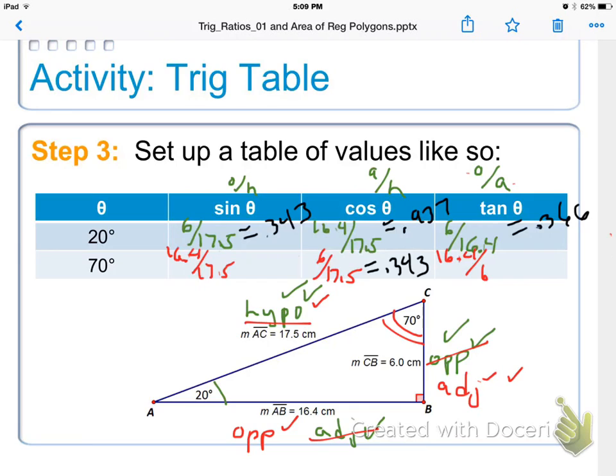Now again, I'm going to use the fact that if I know cosine of 20, that's the same as sine of 70, so that's going to be 0.937. And I already used it over here. The sine of 20 degrees is the cosine of 70. The only one I have to do here is the reciprocal of the other one, 16.4 divided by 6. And it's 2.73 repeating. So you should get numbers similar to that from the activity if you drew a 20-degree triangle correctly and you measured all the side lengths correctly.